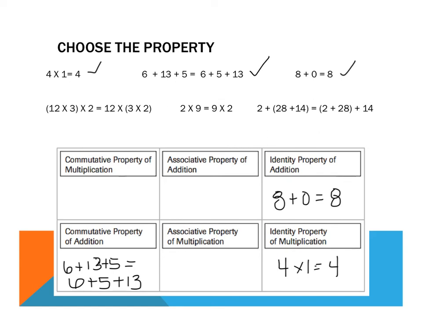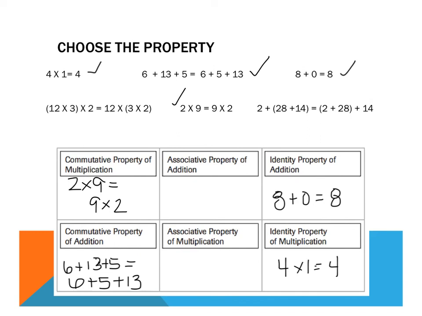Then we have the commutative property of multiplication. Very similar, the order of the factors changes, but the product stays the same. Here it is. 2 times 9 is equal to 9 times 2. Even when I change the order of those factors, my product's still going to be 18. That takes us to the associative property.